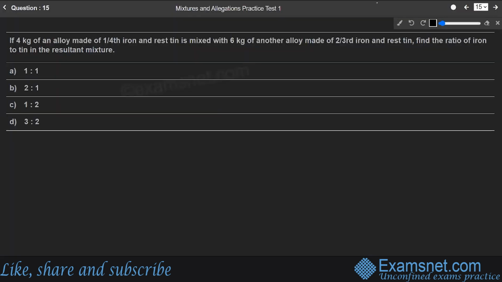Okay, so the question says if 4 kg of an alloy made of 1 by 4th iron and rest tin is mixed with 6 kg of another alloy made of 2 by 3rd iron and rest tin, find the ratio of iron to tin in the resultant mixture. So the first alloy is in the quantity of 4 kg. In that 4 kg of alloy, the iron part is 1 by 4, so obviously 3 by 4 will be the tin part. How is this 3 by 4 made? 1 minus 1 by 4, that is 3 by 4 will be the tin part.